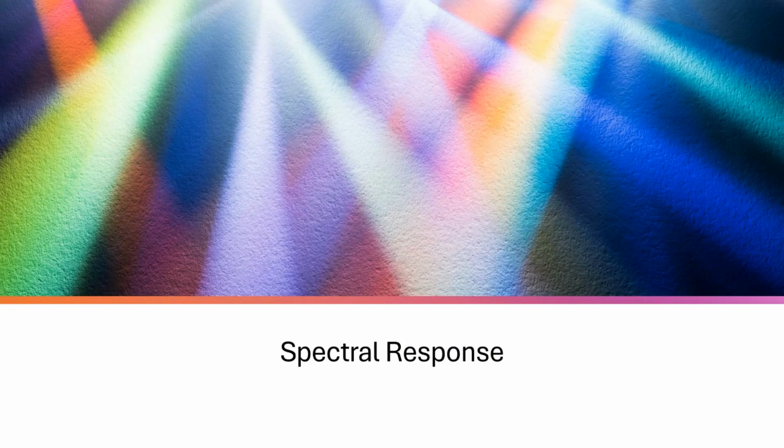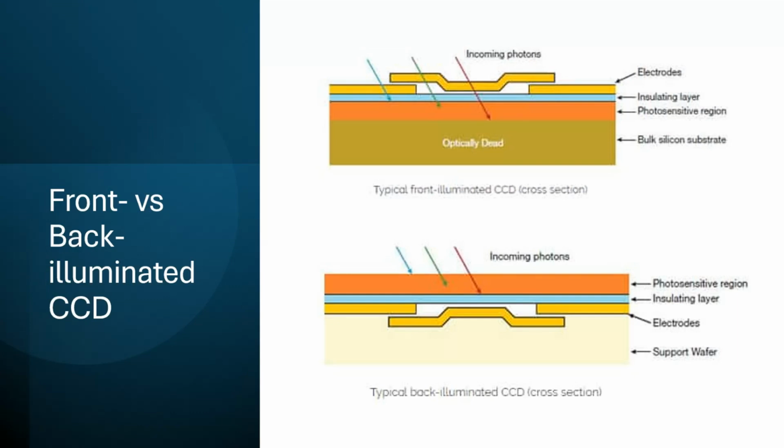Spectral response. Let's go back to the front and back illuminated CCD. As I mentioned before, the reason for why this was created is because of spectral response. The first CCDs that were created were front illuminated. And the reason for that is that they are easier to manufacture.